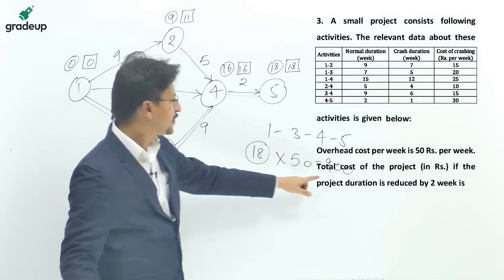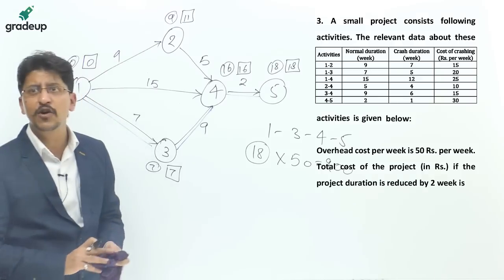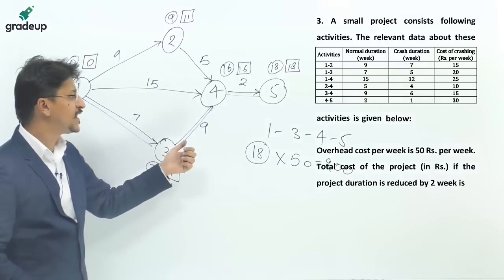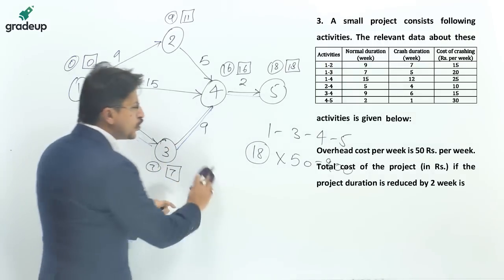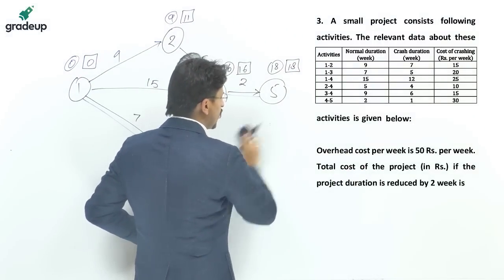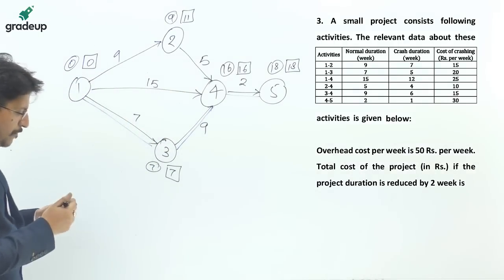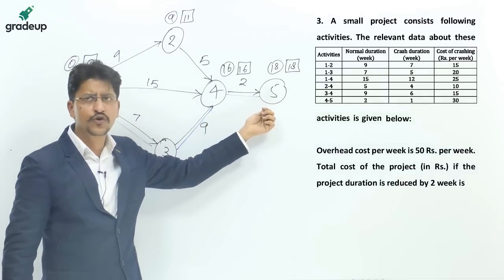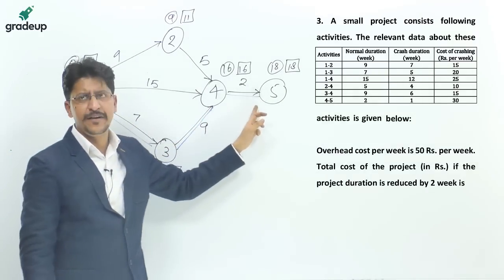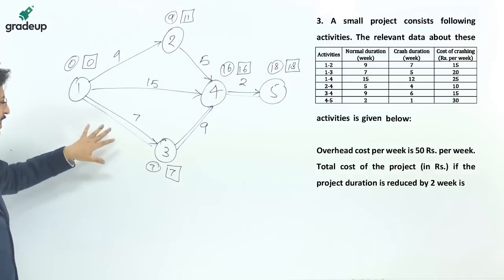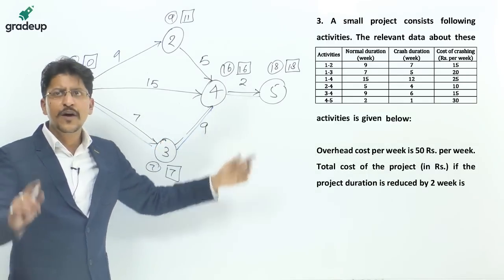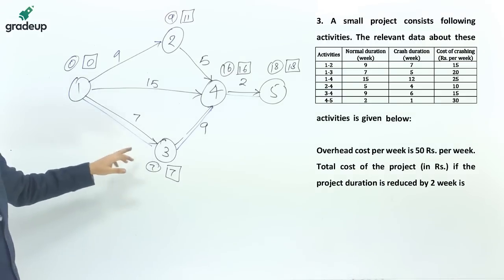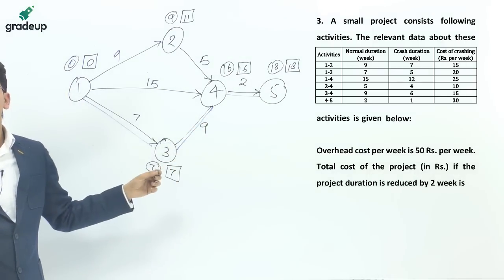Okay, so 900 is the normal cost, but we are not talking about the normal cost. We are talking about the crashing cost. If this project has to be crashed by 2 weeks, what do you do? Among the critical paths, 1 to 3, 3 to 4 and 4 to 5, you have to find the activity which has the minimum crashing cost per week.